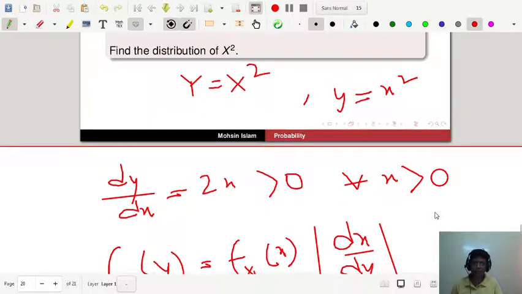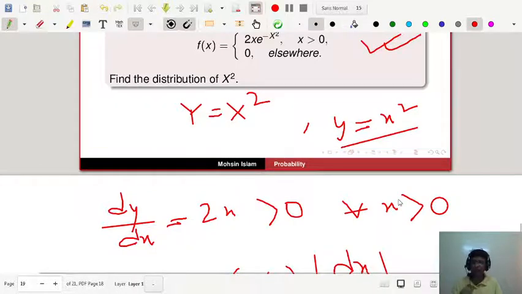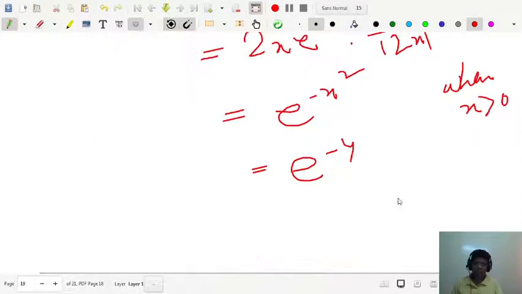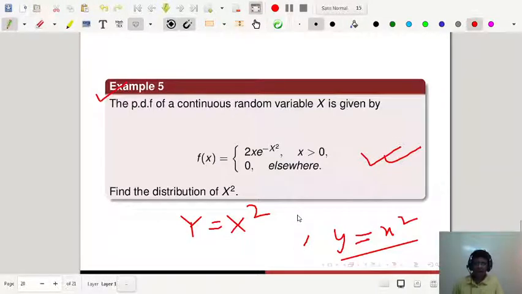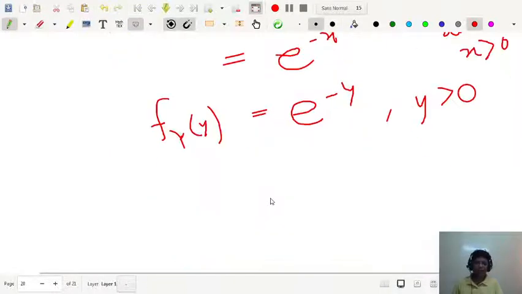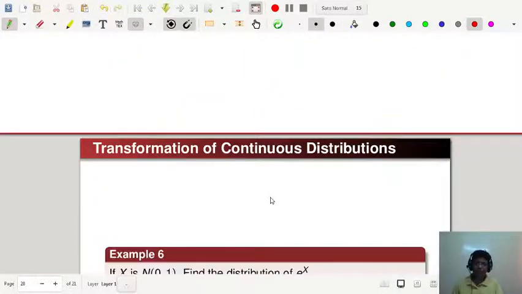Actually y is your x square. Look at that, y is your x square. So that is equal to e to the power minus y when y greater than 0. Okay, this is how. So finally the distribution f_Y(y) is given by this. This is your problem number 5. We'll have another problem in this lecture.